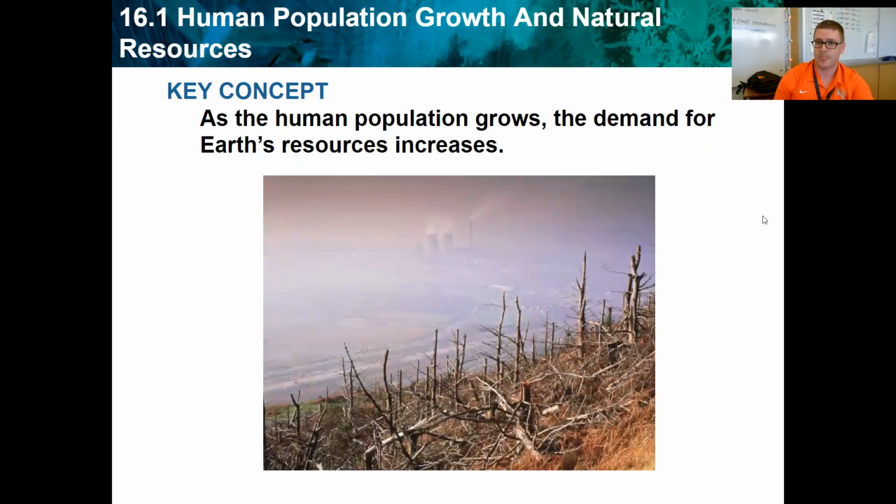So the big overarching concept from this group of slides is that as the human population grows, our demand for Earth's resources is also going to increase with it. How we use those resources in the best possible way is the idea of what we're trying to get at here.